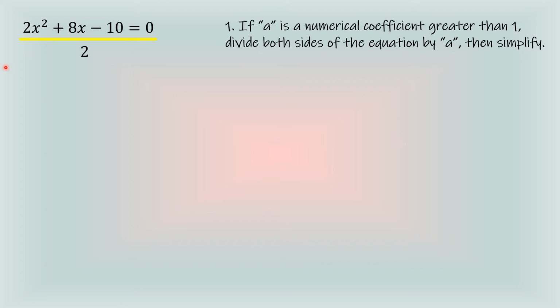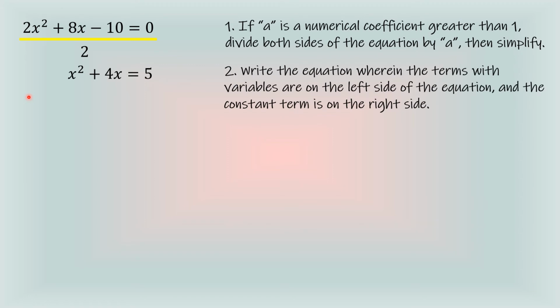Okay, so let us now divide 2 to each terms. 2 divided by 2, 8 divided by 2, and negative 10 divided by 2. So the answer is x squared plus 4x equals 5. X squared dahil 2x squared divided by 2 is x squared. Positive 8x divided by 2 is positive 4x. Negative 10 divided by 2 is negative 5. Pero dito yung 5, tinranspose na natin sa right side ng equation, kaya naging positive.